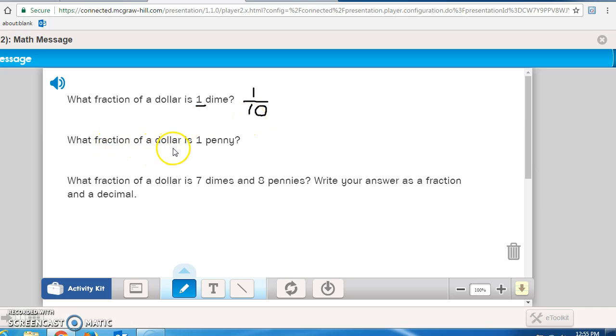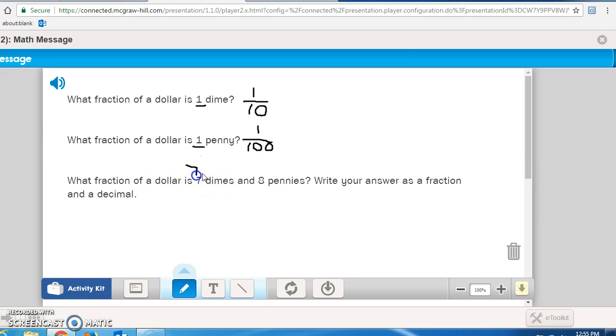What fraction of that same dollar is 1 penny? Well, again, I only have 1. That's my numerator. And how many pennies does it take to make a dollar? It takes 100. So what fraction of a dollar is 1 penny? 1/100th. What fraction of a dollar is 7 dimes?